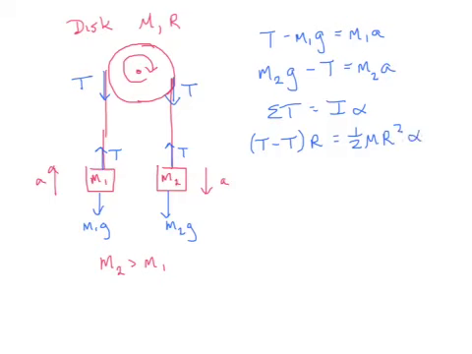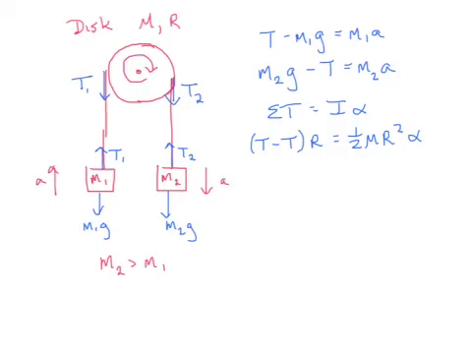Now, you should notice a problem here. If this is going to have an angular acceleration in the clockwise direction, then it should have a net torque in the clockwise direction. And for that to be true, these two tensions cannot be equal. The tension on the right side, which we'll call T2, must be bigger than the tension on the left side, which we'll call T1. T2 has to be bigger than T1 in order to get that clockwise angular acceleration.